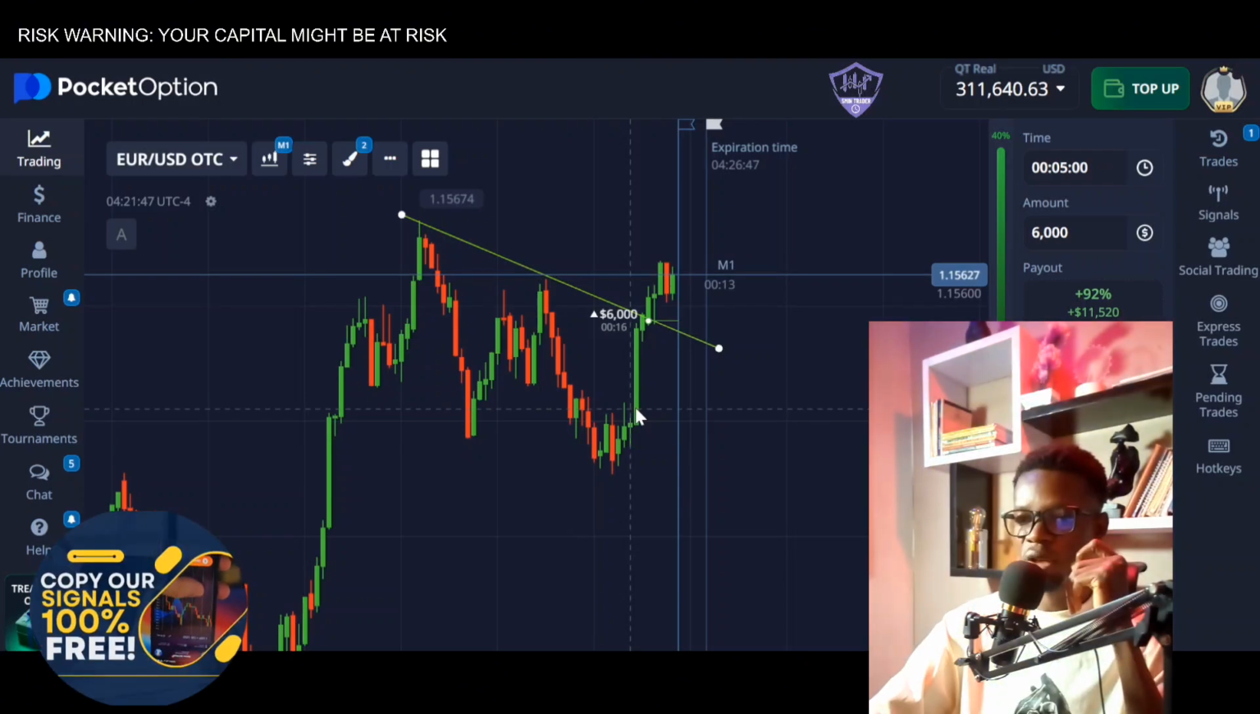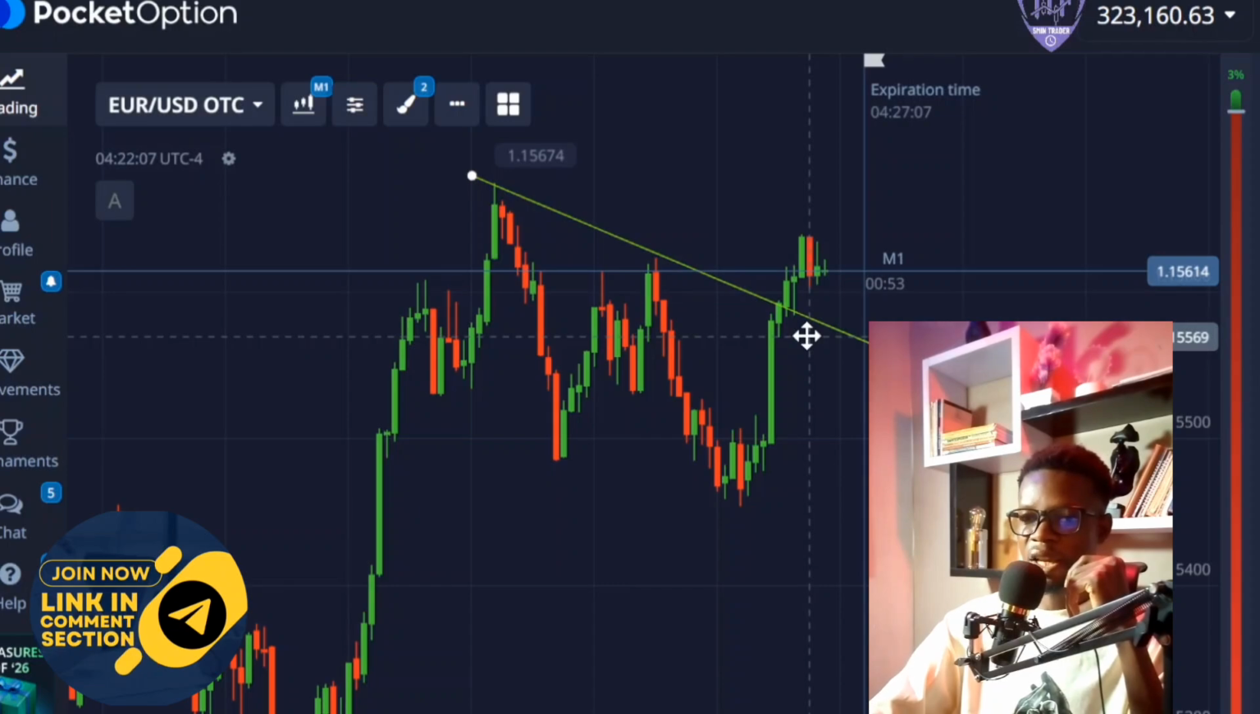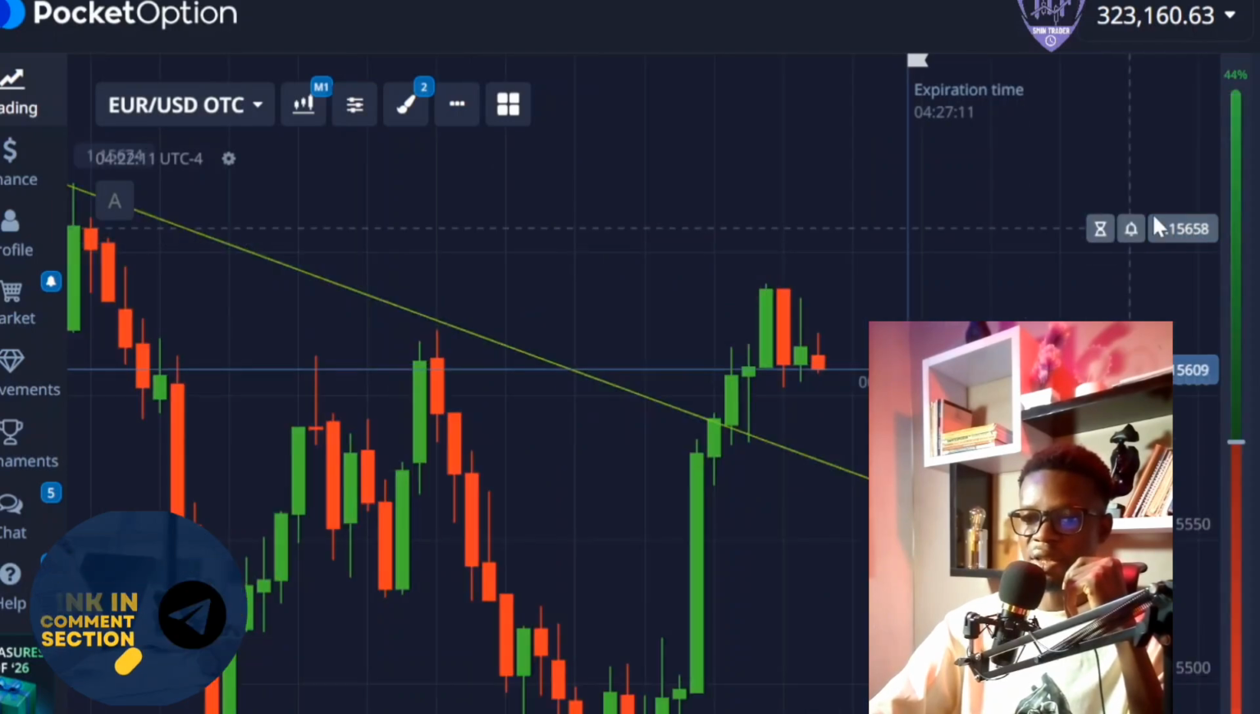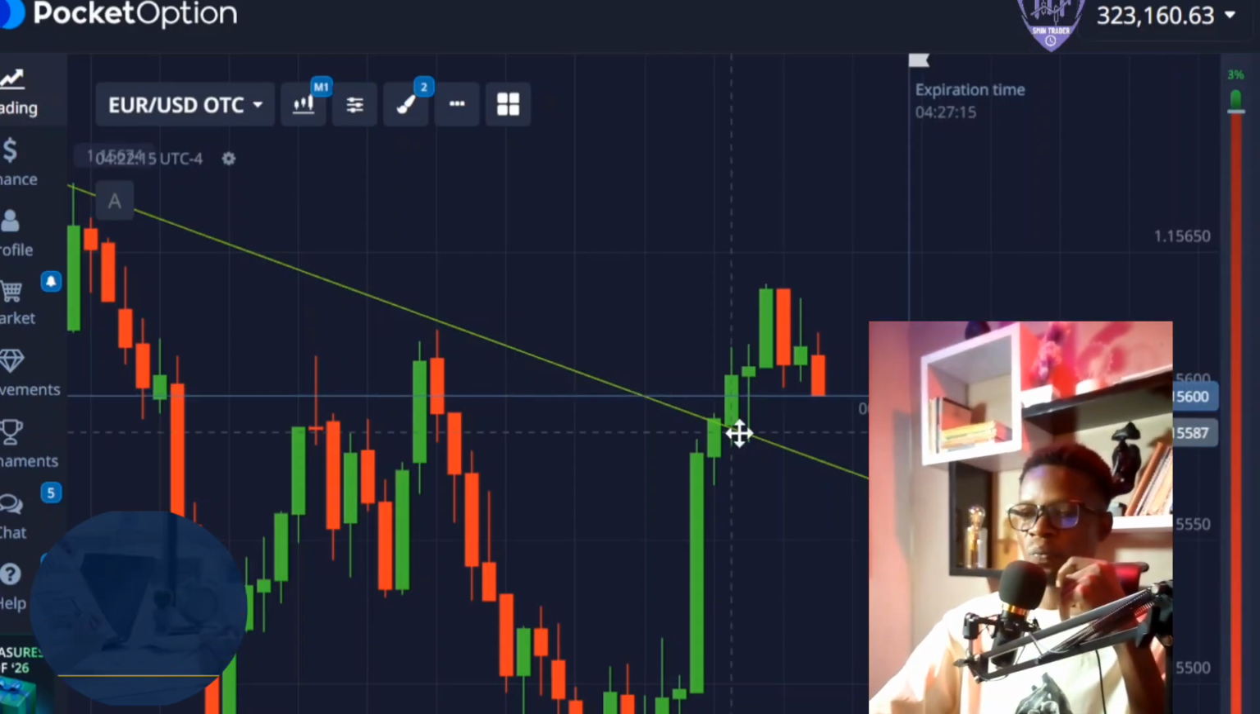So we won this trade eventually because the market, the network became slow. So right here we have just won this trade. As you can see right here, our account is now 323k. It's a beautiful trade.